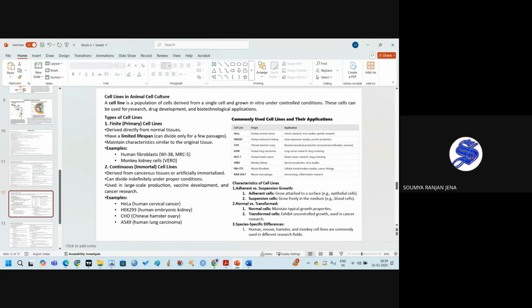Then we go for which cell will be cultured, and which cell line will be cultured. And if we go to the different cell lines, a cell line is a population of cells derived from a single cell and grown in vitro under controlled conditions, like laboratory conditions. These cells can be used for research, drug development, and biotechnological applications, like cancerous cells. If we go to the cell lines, which cell will be cultured?